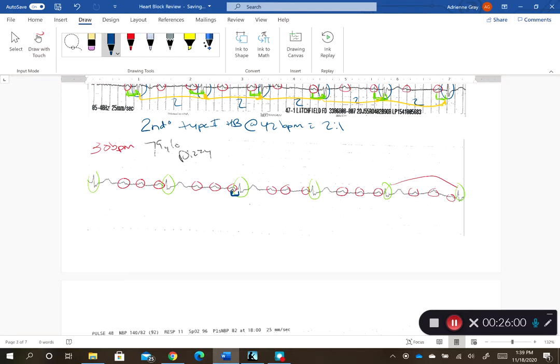Could it be a second degree type 1, a Wenckebach, longer drop? Well, my PR intervals all look consistent, so they're not getting longer and longer and dropping. They all look pretty much the same. So it cannot be a second degree type 1. Could it be a second degree type 2? Well, I have more P waves than QRSs, so that does fall within the second degree type 2 category. And most importantly, my PR intervals when a QRS follows a P wave is consistent. So that does fall in line with a second degree type 2.